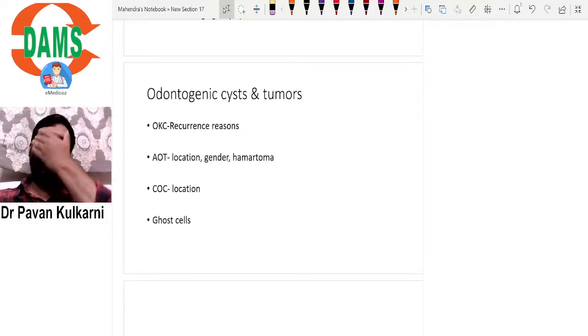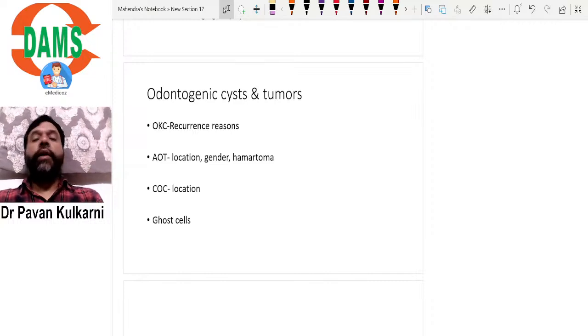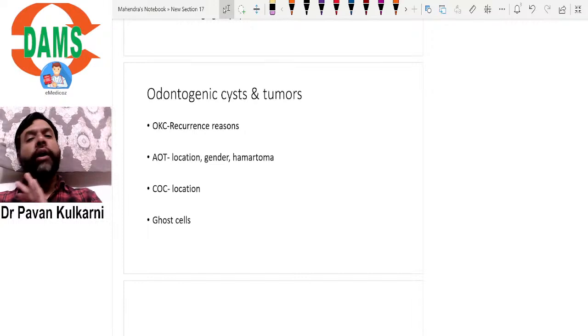AOT, that is adenomatoid odontogenic tumor, again commonly asked, because it has a specific location and specific gender. Typically it occurs in the anterior maxilla and that too particularly in females. AOT has now been classified as a hamartoma, not an odontogenic tumor.